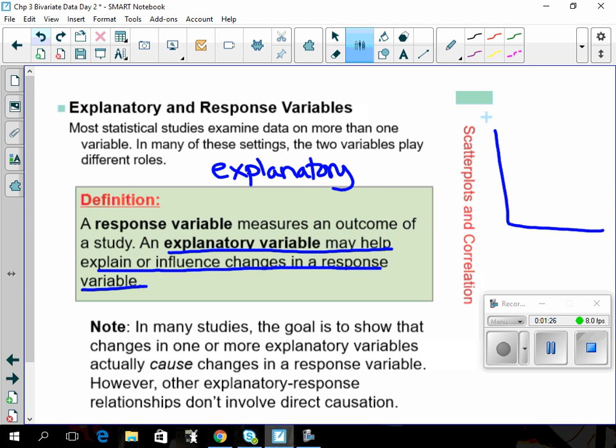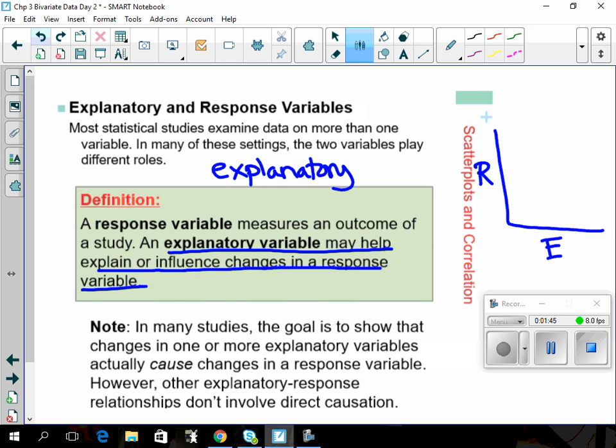The response variable is in response to, right? So think about your independent variable. So response and explanatory, okay? So your response is in response to. It depends on what you're doing here. Does that make any sense? Okay.